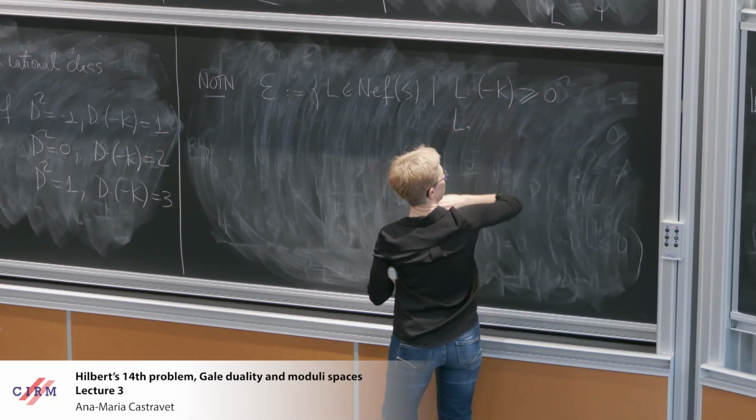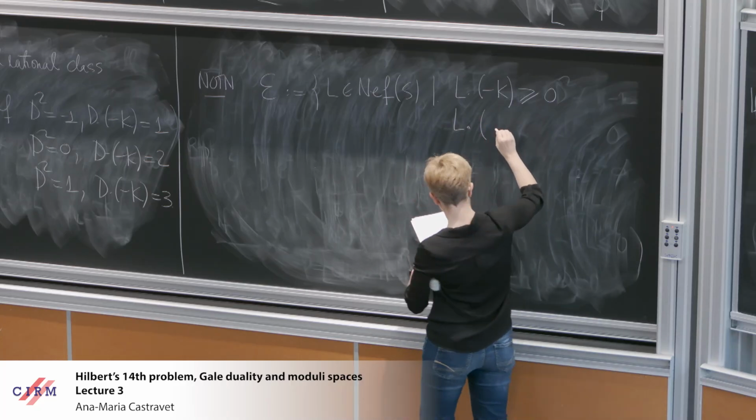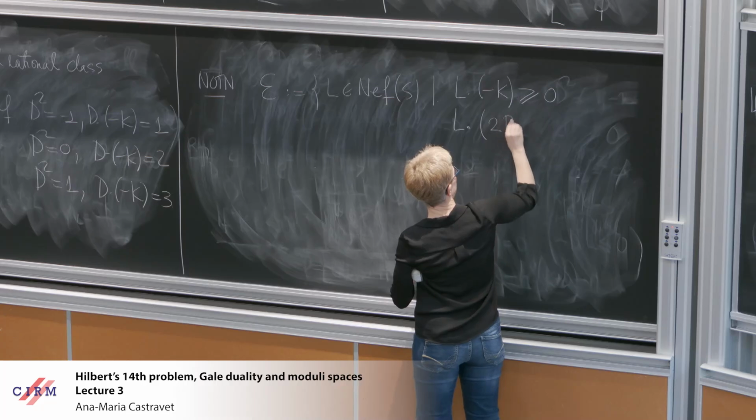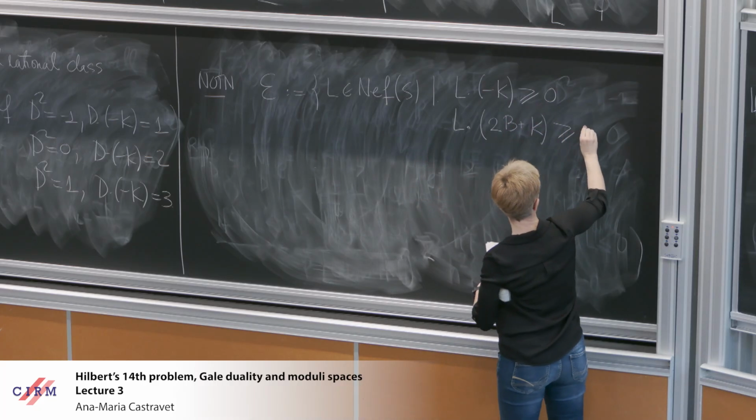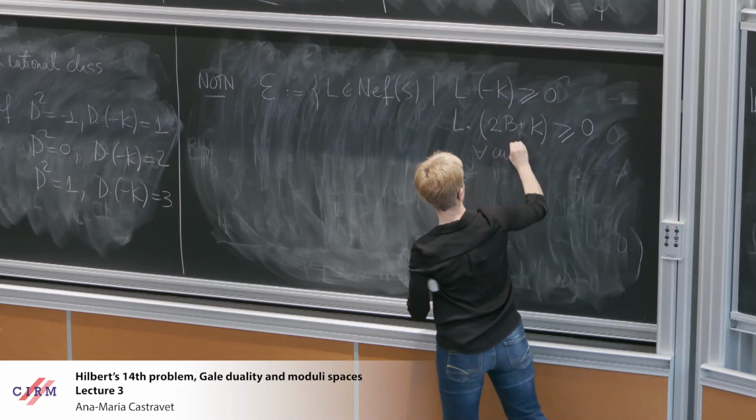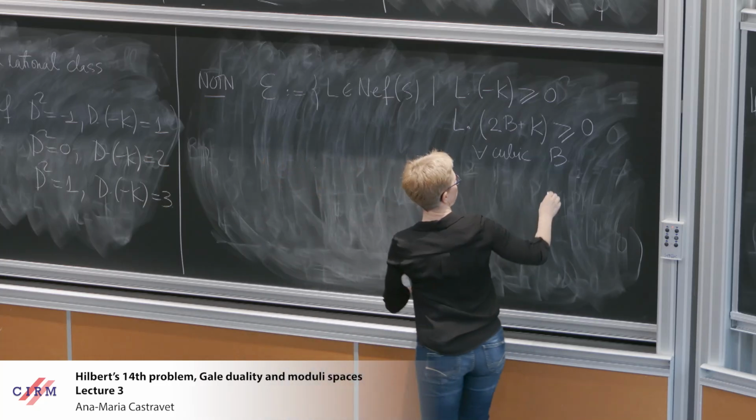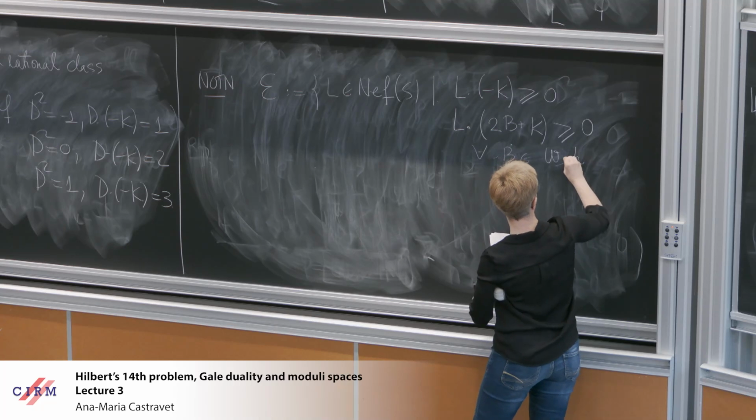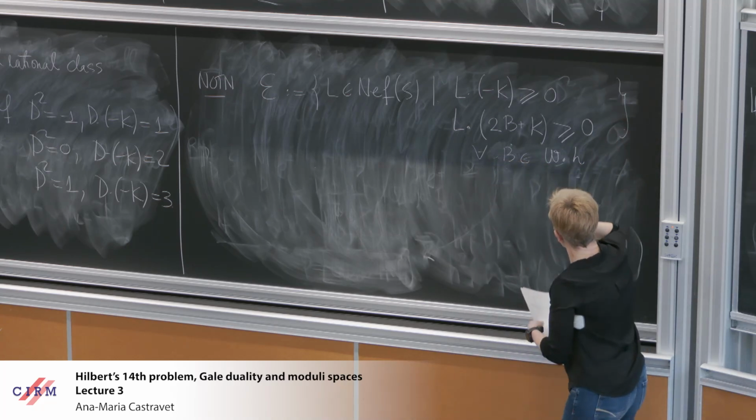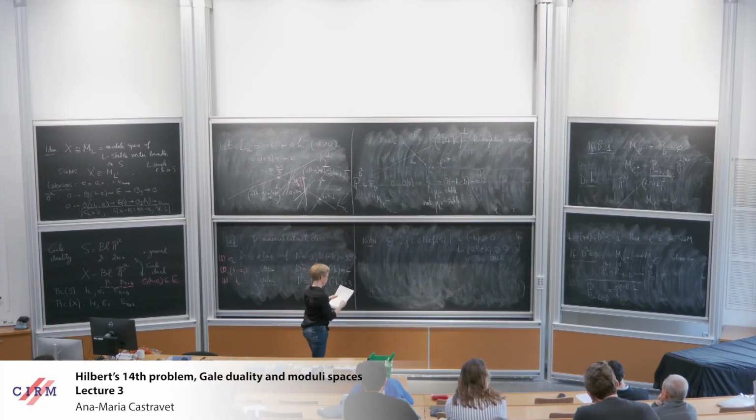Then I want to make sure that this necessary condition for non-emptiness is satisfied. So for any cubic class, I want the intersection of L with 2B plus K to be bigger or equal than 0 for any cubic B. So any cubic means any element in the orbit under the Weyl group of the hyperplane class. Okay, so this is a closed subcone in the K-negative part of the Nef cone.